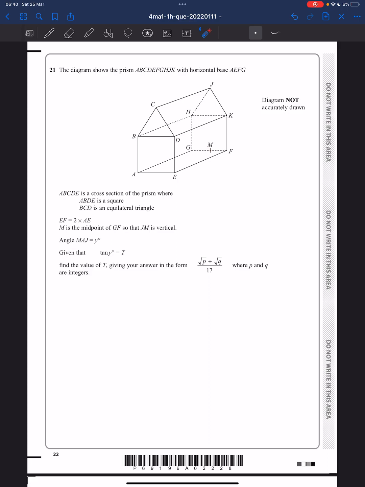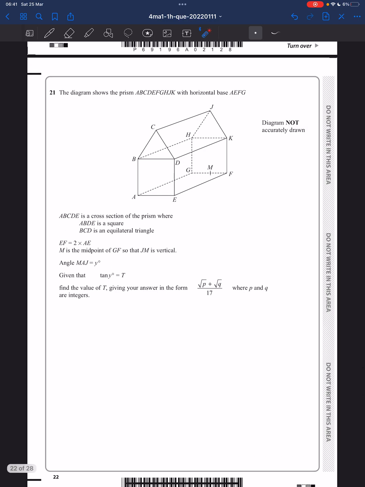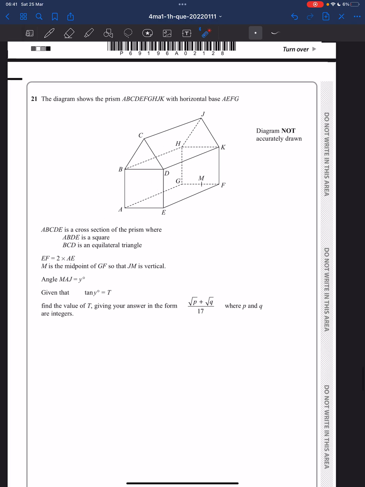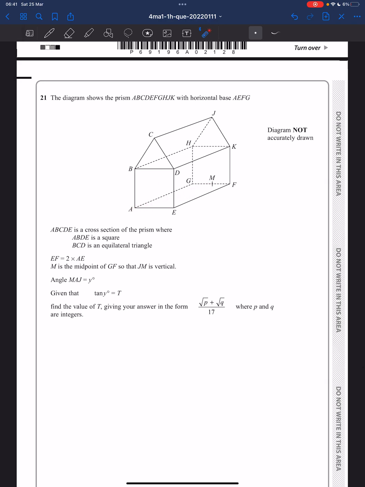Angle MAJ, M to A to J is Y, and tan Y is T. Find the value of T, giving your answer in that form. Wow, this is a good one. Okay, so we need Y, and Y is angle M to A. I'm going to go for a red pen, just give myself something to look at here.